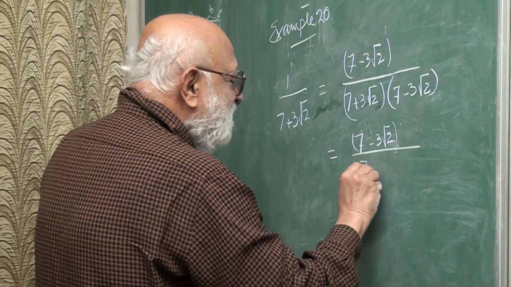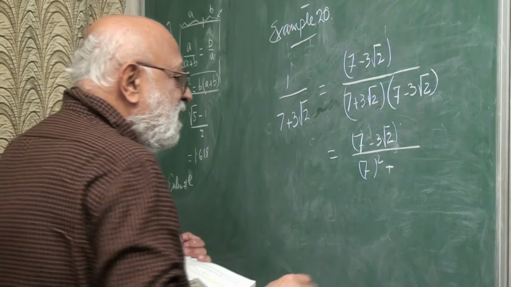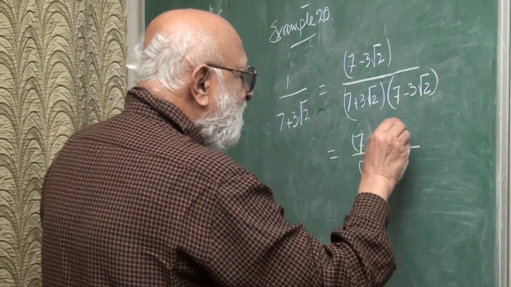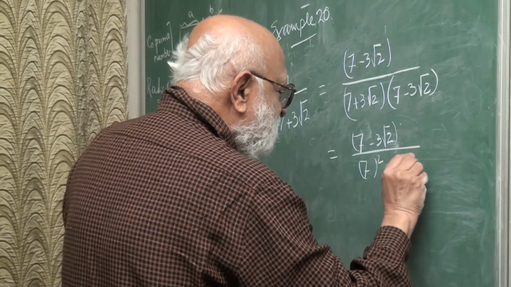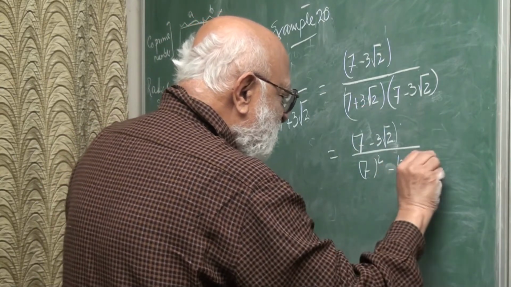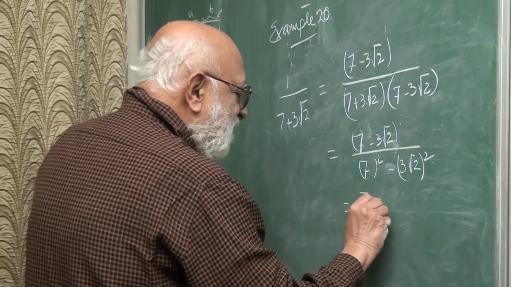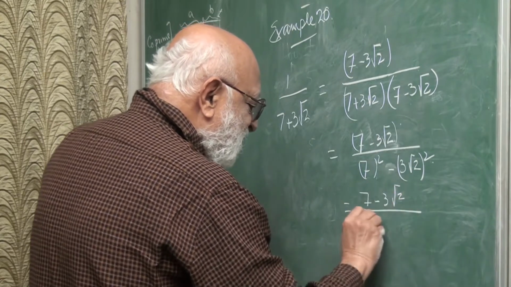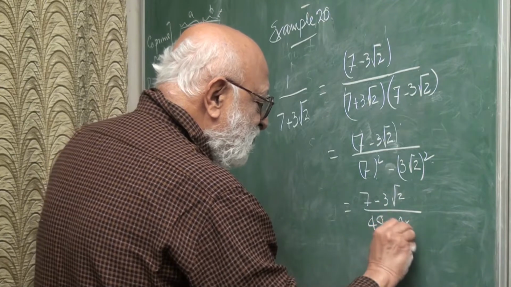So this will be 7 square minus 9, 3 into root 2 whole square. So let us do it, let's take the square of this 3 root 2 here. So that would be 7 minus 3 root 2 on top, and this would be 49 minus 9 into 2.